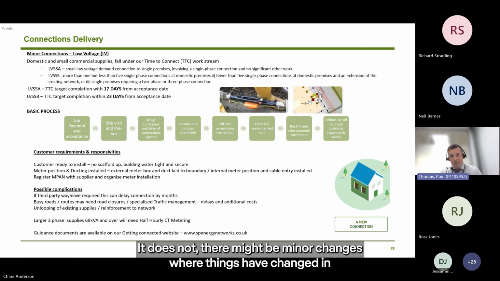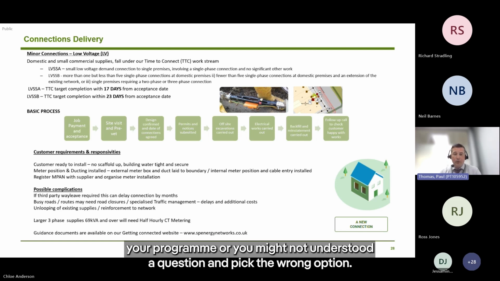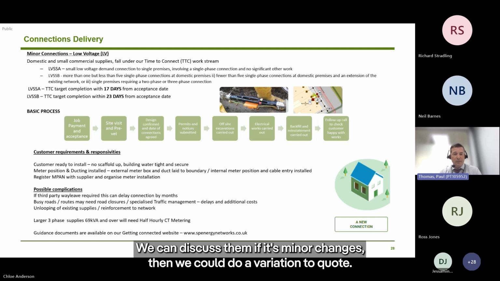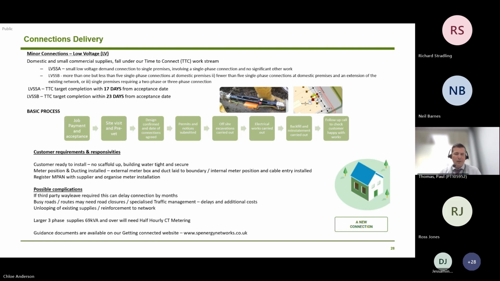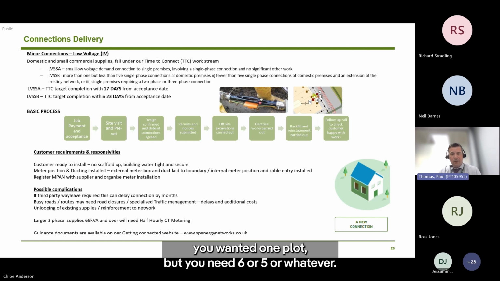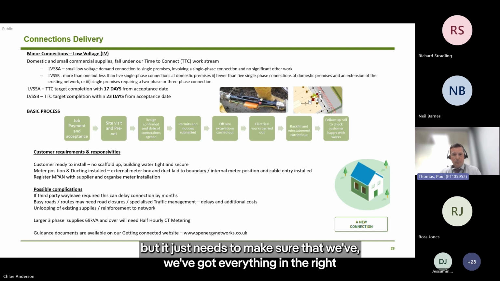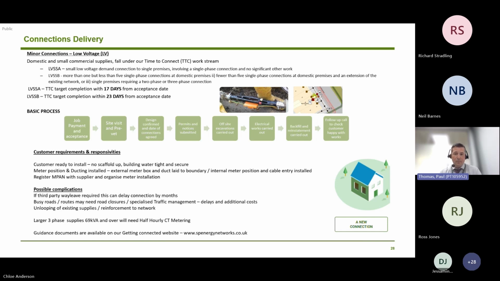If it does not, there might be minor changes where things have changed in your program, or you might not have understood a question and picked the wrong option. We can discuss them. If it's minor changes, then we can do a variation to quote. If it's something major where you've said you wanted 1 plot, but you need 6 or 5 or whatever, then we might have to go back for a requote, which is a pain, but it just needs to make sure that we've got everything in the right work stream, and that we can meet your commitments, really.